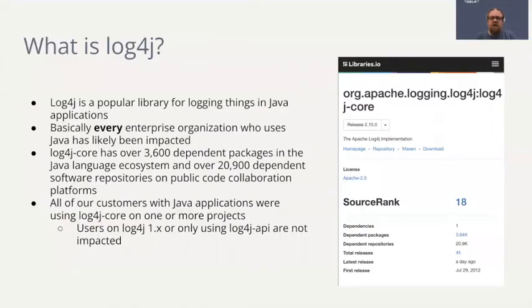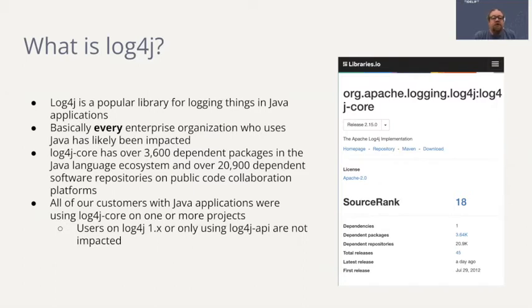So first of all, let's talk about what is Log4j. The name Log4Shell comes from the name of the library that it is impacting, which is called Log4j. And Log4j is the most popular library for logging application information in Java. I think it's fair to say that basically every enterprise organization who uses Java in any way has probably been impacted by this.